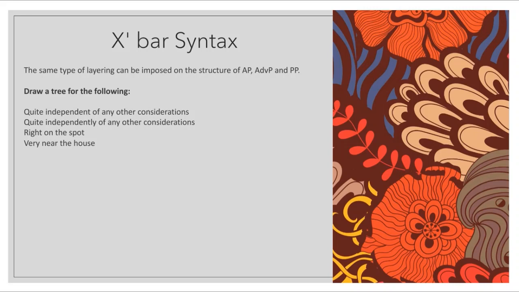The same type of layering can be imposed on the structure of AP, ADP and PP. As I told you, the same thing applies to adjective phrase, adverb phrase and prepositional phrase. Anyway, there are also examples of trees here. You can draw them, okay, and share them with us. Just one thing here: independent, quite independent of any other considerations, quite independently of any other consideration. Here one is an adjective and one is an adverb, so just be careful.